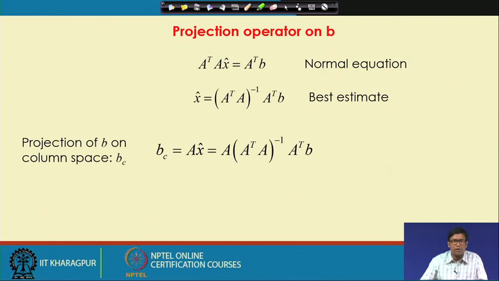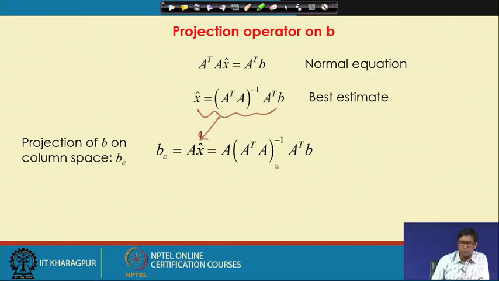For the projection of b on the column space, b_c, we looked through an example: find x tilde, multiply it with A, and we should get b_c, the projection of b on the column space. b_c = A x tilde, and if we substitute x tilde in this equation, we get b_c = A (A transpose A) inverse A transpose b. So this is the projection of b into b_c.